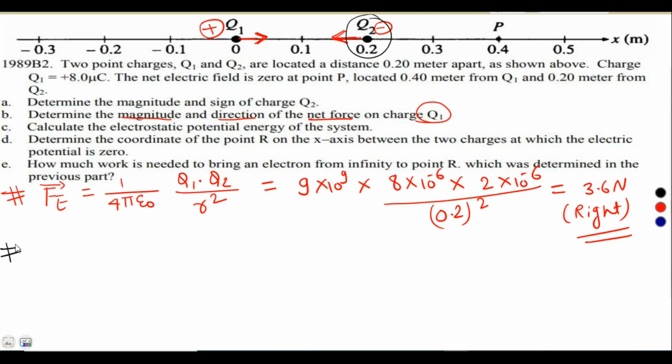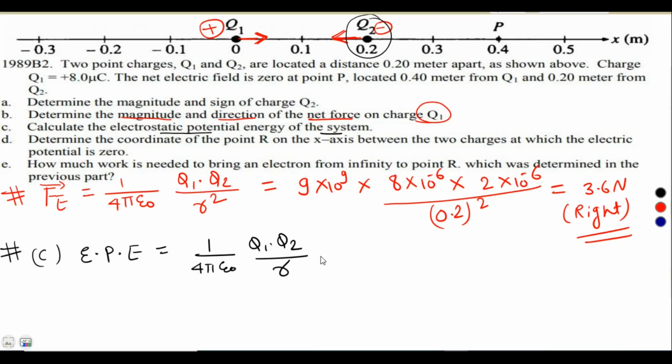Let us discuss part C. Part C says calculate the electrostatic potential energy of the system. We have to find electrostatic potential energy. We know the value of electrostatic potential energy is 1 upon 4 pi epsilon naught q1 q2 upon r, right? This is the electrostatic potential energy.